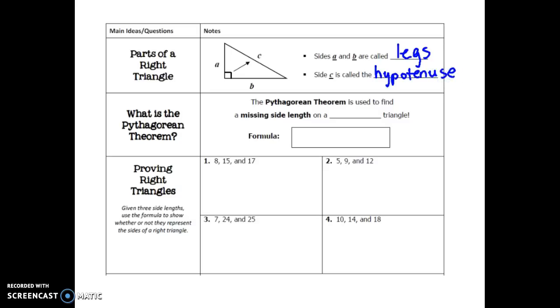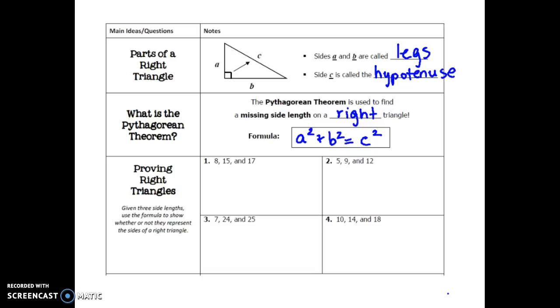The Pythagorean theorem is used to find the missing side length on a right triangle. So it only works with a right triangle. And the formula would be a squared plus b squared is equal to c squared. Okay, so we're going to start by just proving right triangles.